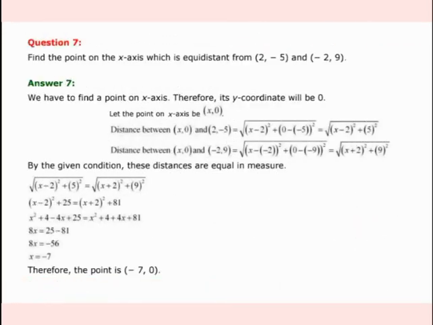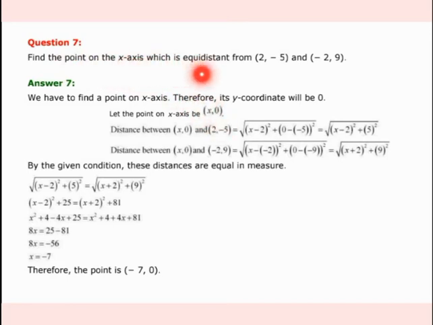Question number 7. Find the point on x-axis which is equidistant from (2, -5) and (-2, 9). We have to find a point on the x-axis. We know a point on the x-axis has y coordinate 0, so we will take y coordinate 0. So that point on the x-axis will be (x, 0). Why are we taking y coordinate 0? Because this point is on the x-axis, and on the x-axis the y coordinate is 0.